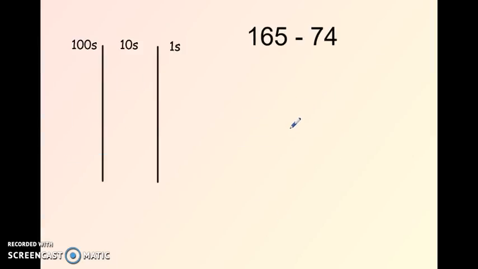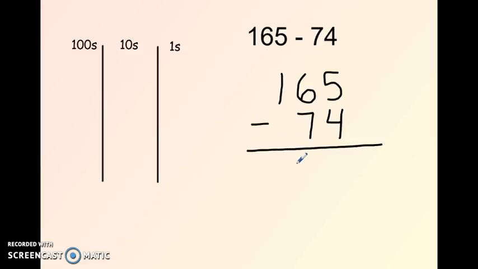Okay, let's try one more problem. Here I have 165 minus 74. So again, I write my problem, making sure that I'm lining up my tens and my ones when I write 74. Put my minus sign, put my equal sign. We start subtracting by looking at the top number. So I'm going to draw 165 in my chart. 165 has 100, 6 tens, and 5 ones.